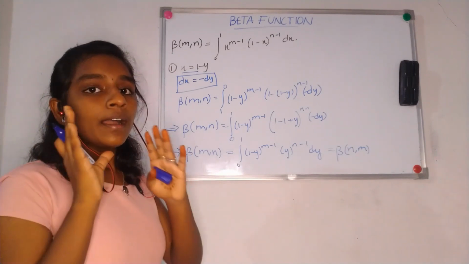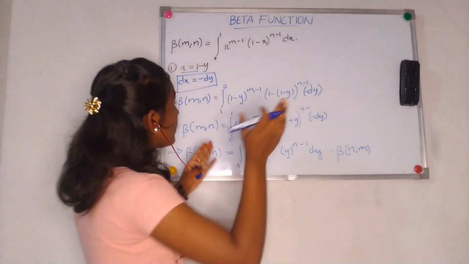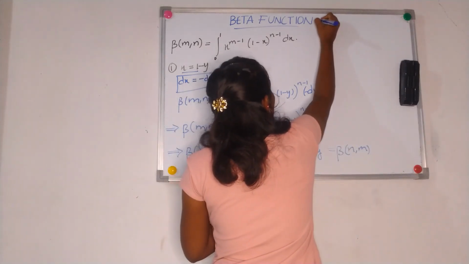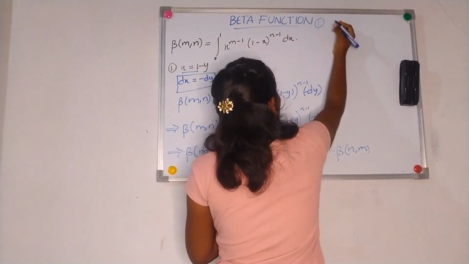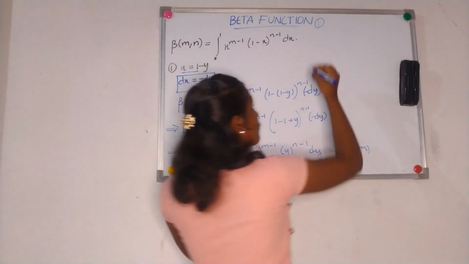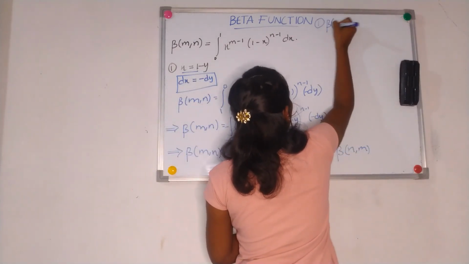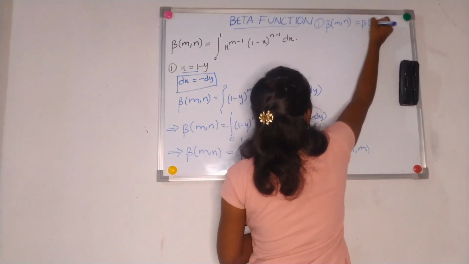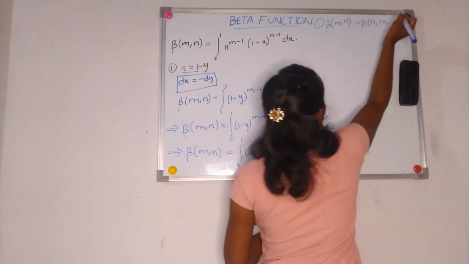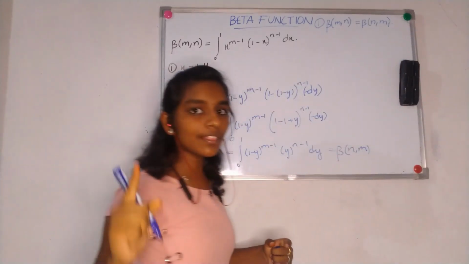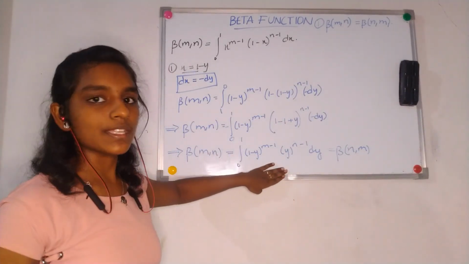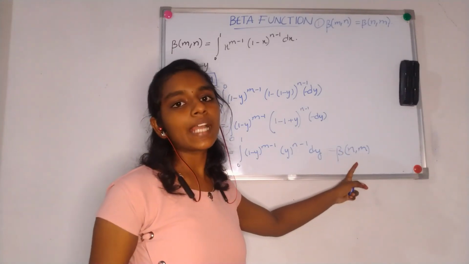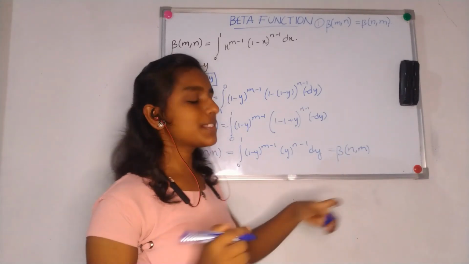So the main thing that you have to remember over here is one of the relations. I am going to write all these relations over here, okay? So the first one that we have got is beta of m comma n is equal to beta of n comma m, right? You can see beta of m comma n is equal to beta of n comma m. We have proved that first thing.